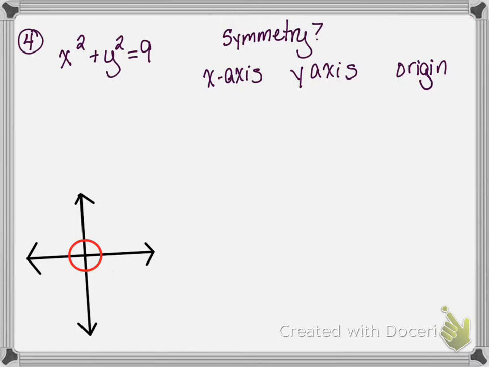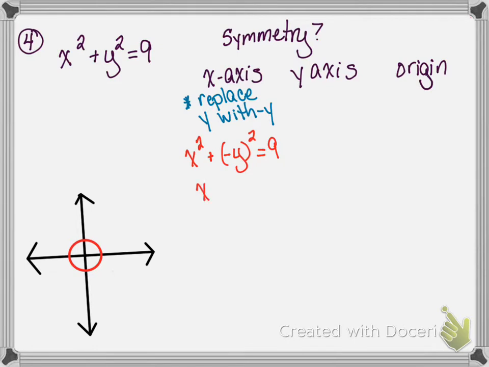So we start with our x-axis. To see if something's symmetrical to the x-axis, we replace y with negative y. Okay? So x squared is going to stay the same. And for y, I'm going to put in negative y, but I'm still going to square it. So I'm just pulling out the y, and I put the negative y in. And I have to see if I get that same answer.